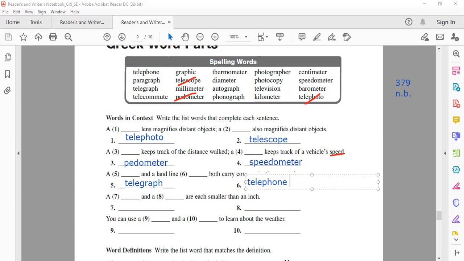A blank and a blank are each smaller than an inch. An inch is about 2.5 centimeters. Which are the measure words that we use when we have less than a centimeter?